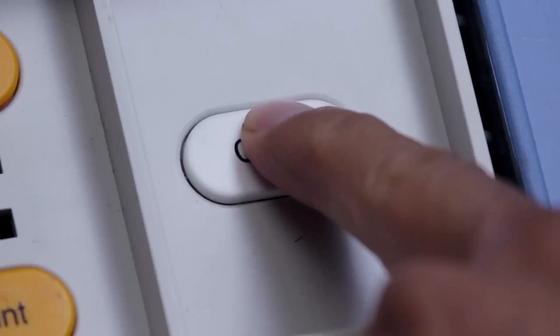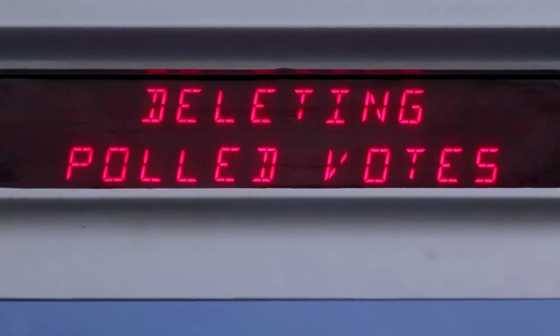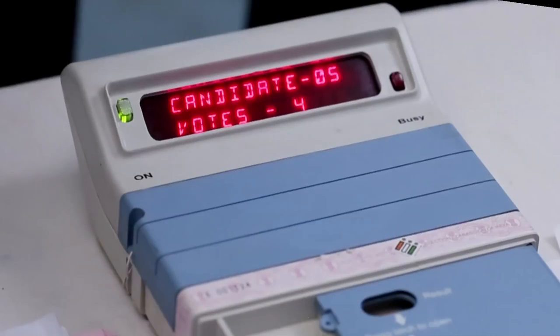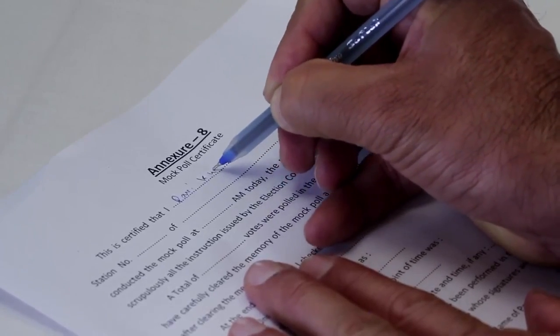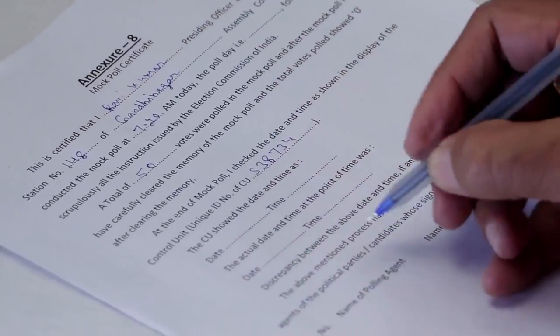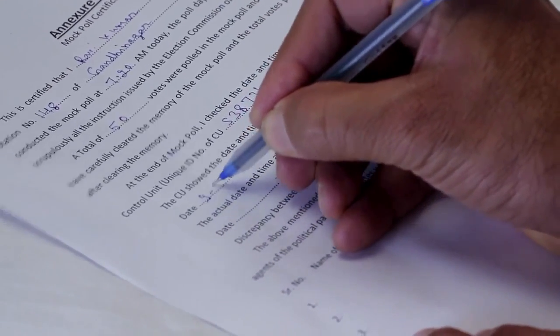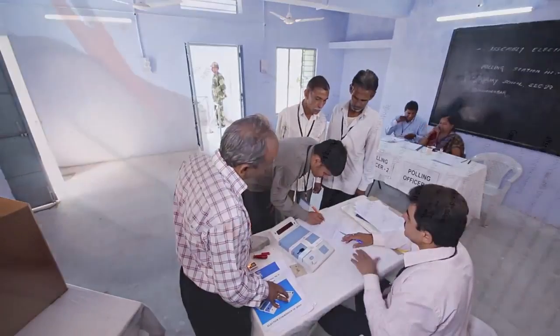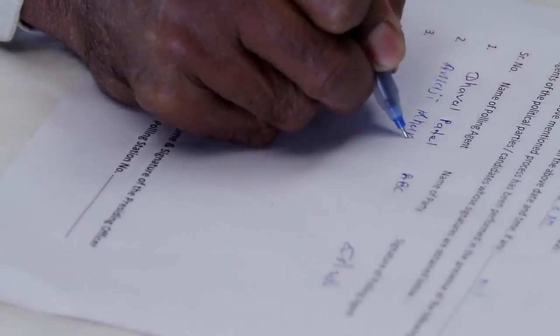Once they are satisfied, clear the mock poll data from the EVM. After this, prepare the mock poll certificate and get it signed by the polling agents and observers.